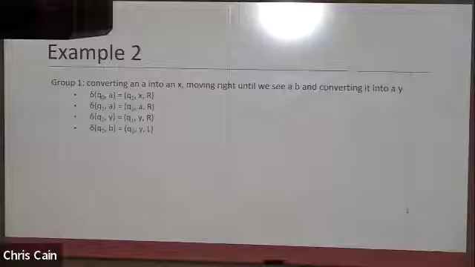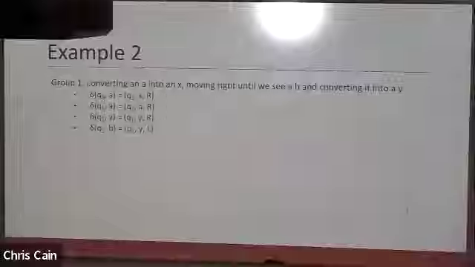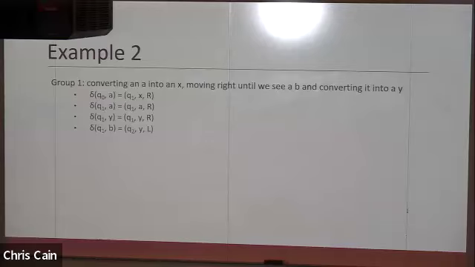then we're going to transition into a new state, Q2, with the purpose of now going back left and getting back to that first A. So this is the job of converting an A into an X, moving right until we see a B, and converting it into a Y. That's exactly what this sequence of instructions does. It's very low level, but it accomplishes that.